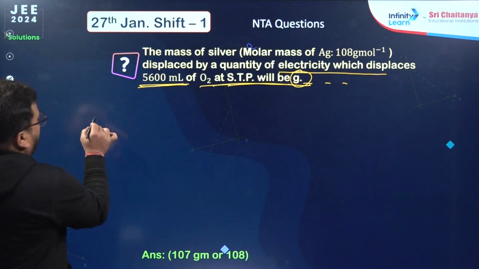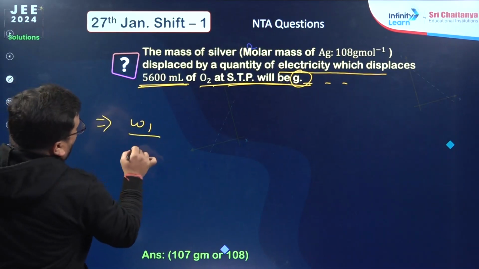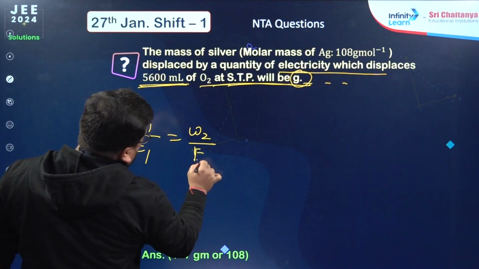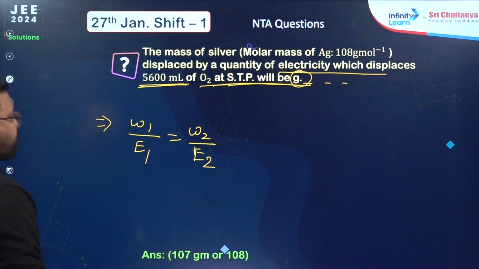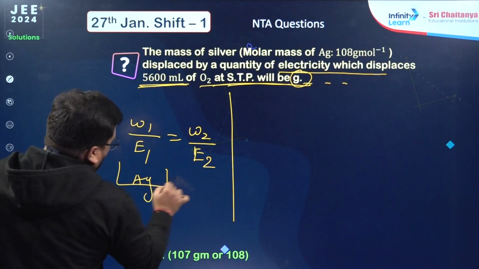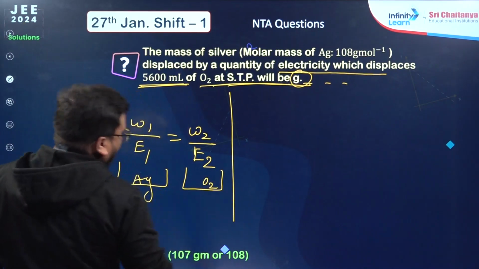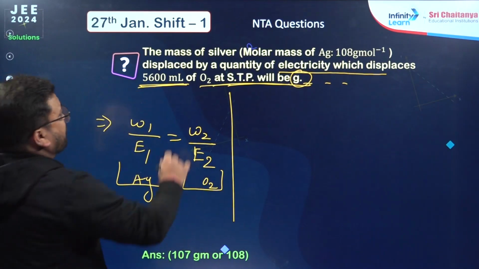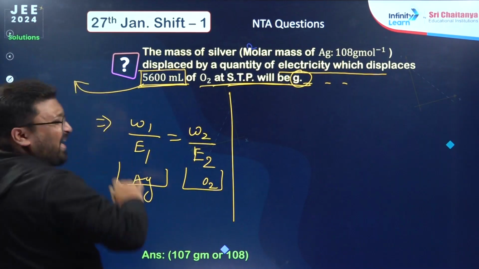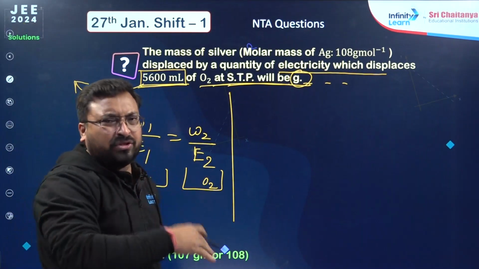Okay, so you have learned the concept W1 by E1 equals W2 by E2, where E is the equivalent weight. Okay, try to solve this. So look, this stands for Ag and this is for O2. Okay, let's try to understand. So this is 5600 ml. So from this, a lot of methods can be used to solve this question.